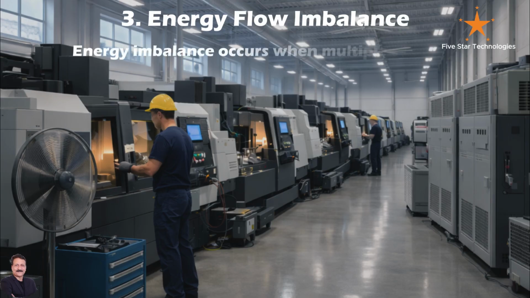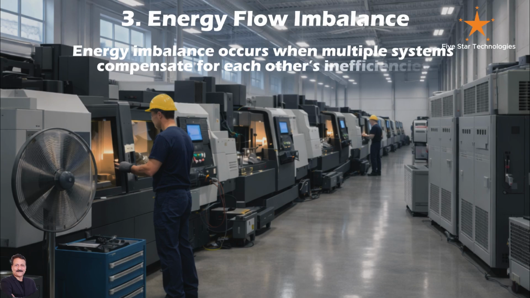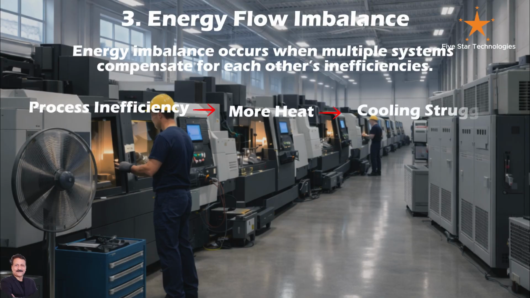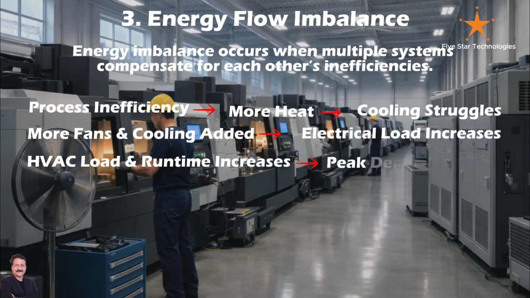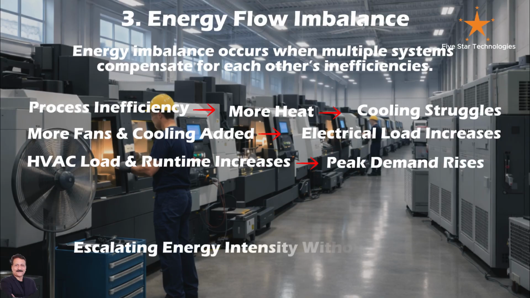3. Energy flow imbalance. Energy imbalance occurs when multiple systems compensate for each other's inefficiencies. A typical cascade pattern looks like this: process inefficiency leads to more heat, to cooling struggles, to more fans and cooling added, electrical load increases, HVAC load and runtime increase, and peak demand rises. The result is escalating energy intensity without improved outcomes.